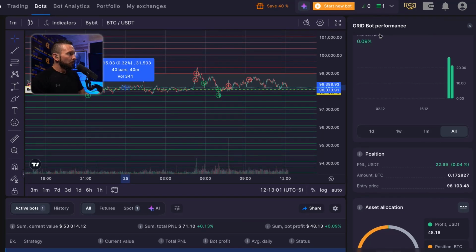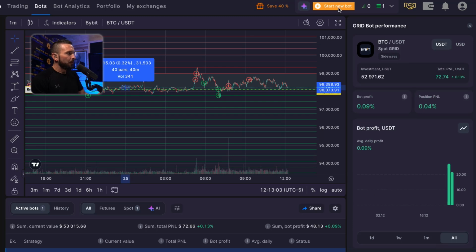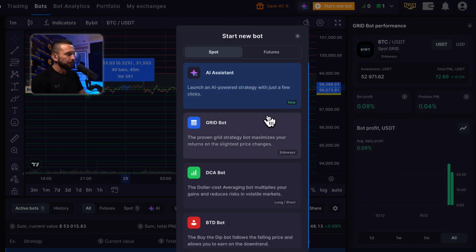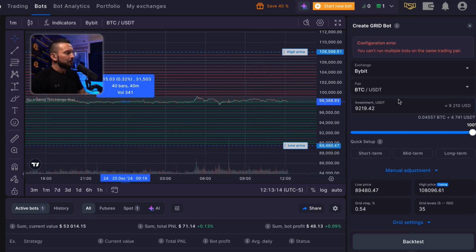So the first thing we're going to want to do is come up here and choose start a new bot. Now, AI assistants launch an AI powered strategy in just a few clicks. I've never done that, but maybe we should try that one time. Let's just go with a basic grid bot.